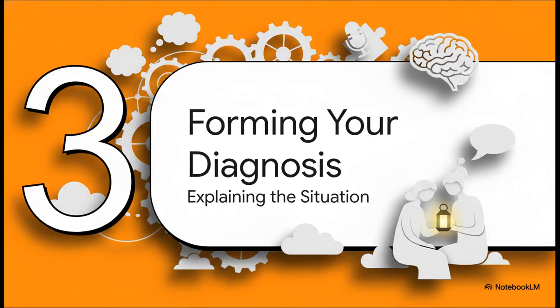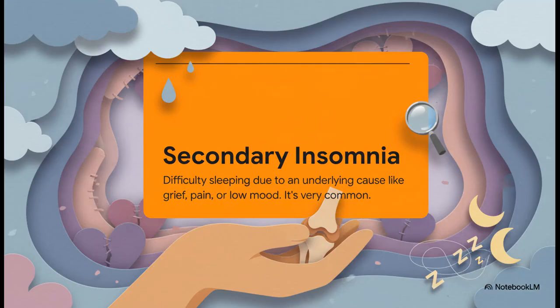Okay, you've gathered all your information. Now comes the part where you put it all together into a clear diagnosis and explain it to the patient without using a ton of medical jargon. Your provisional diagnosis here is secondary insomnia. Secondary just means it's caused by something else. So you'll explain it clearly. You could say something like, "From everything you've told me, it sounds like the trouble you're having with sleep, which we call insomnia, was triggered by the grief of losing your husband. It also sounds like your arthritis pain at night is making it worse." This validates everything she's told you.